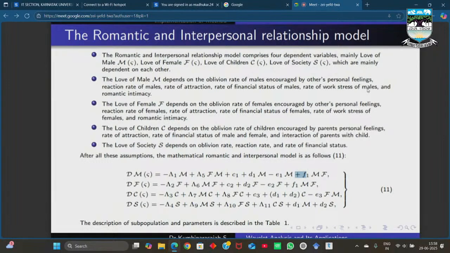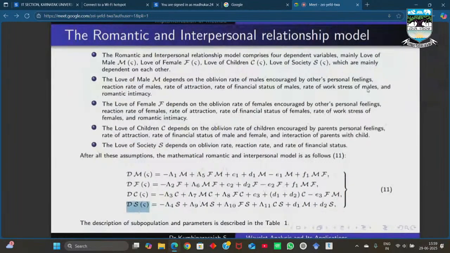Similarly, the rate of change of female also varies, and the rate of change of child also varies. Each and every one depends on each and every parameter, and the rate of change of giving respect to your society also varies on each and every parameter that I have defined in equation number 11.